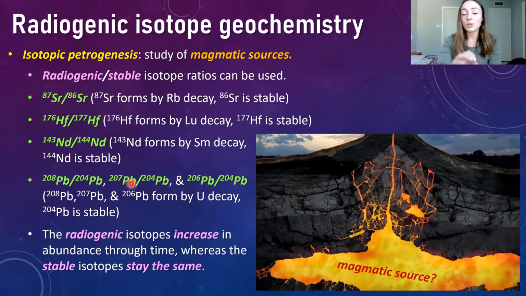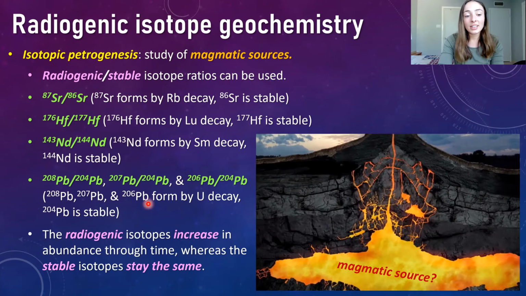Isotopes that are really useful for understanding magmatic sources are the strontium 87 to 86 ratios. Strontium 87 forms by rubidium decay, so it's a radiogenic daughter product, and strontium 86 is a stable strontium isotope. Same thing goes for hafnium isotopes, which can also be useful. Hafnium 176 forms by lutetium decay, and hafnium 177 is a stable isotope. Likewise, neodymium 143 forms by samarium decay, and neodymium 144 is a stable isotope.